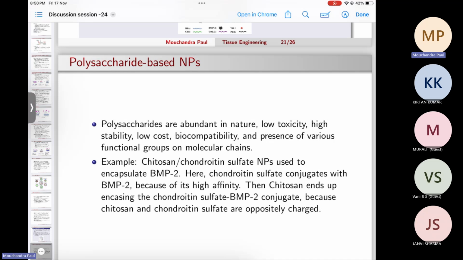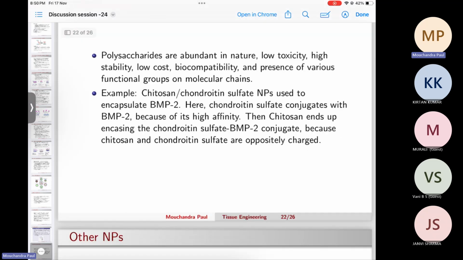So in this example, chitosan is a polysaccharide, so they have made chitosan nanoparticles conjugating sulfate to encapsulate the growth factor BMP2. What they have seen is that heparin sulfate and chondroitin sulfate can also bind with BMP2 because it has a high affinity to do so. We discussed previously that heparin sulfate can do it. So similarly, BMP2 can also do it. So first, they prepared a chondroitin sulfate and BMP2 conjugate. Then this conjugate was encapsulated using chitosan.